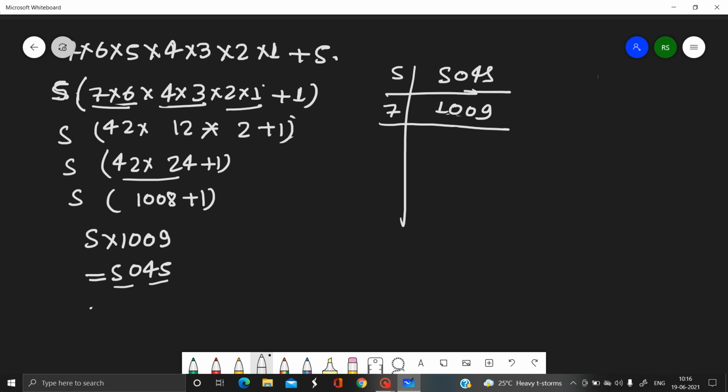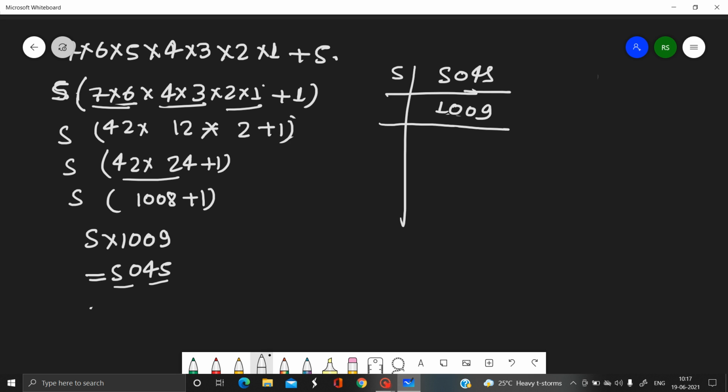5 ones are 5, 0, again 0. So 5 nines are 45. Okay. So it's not divisible by 7, then 1009 here.